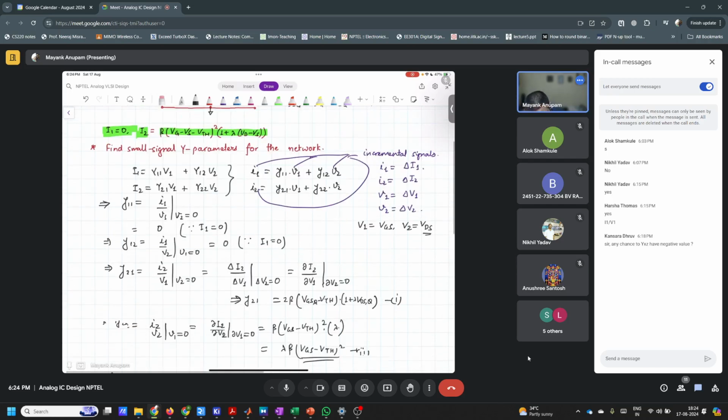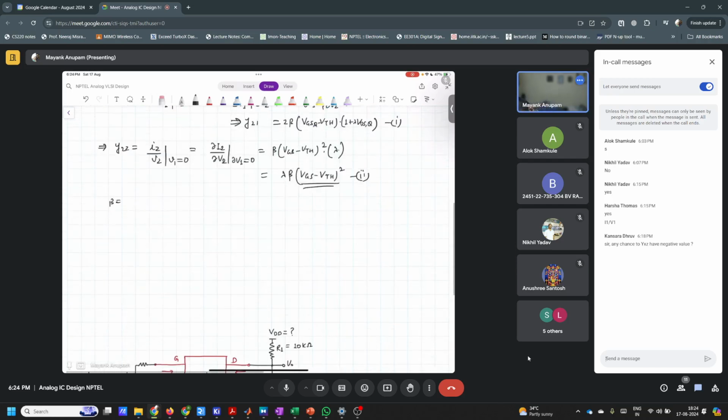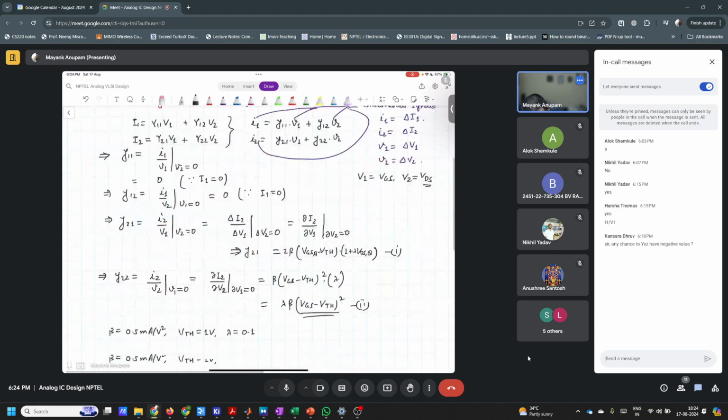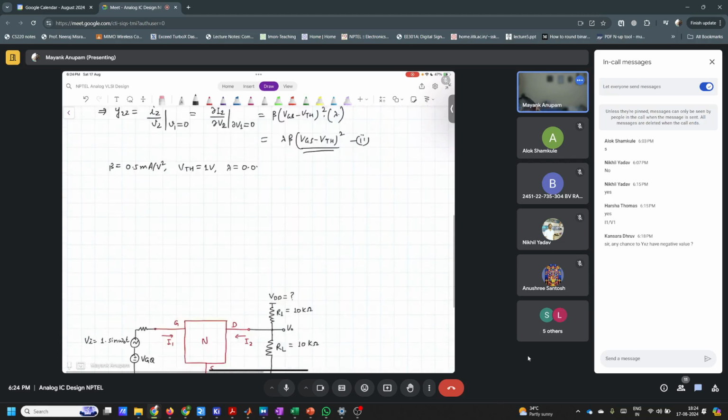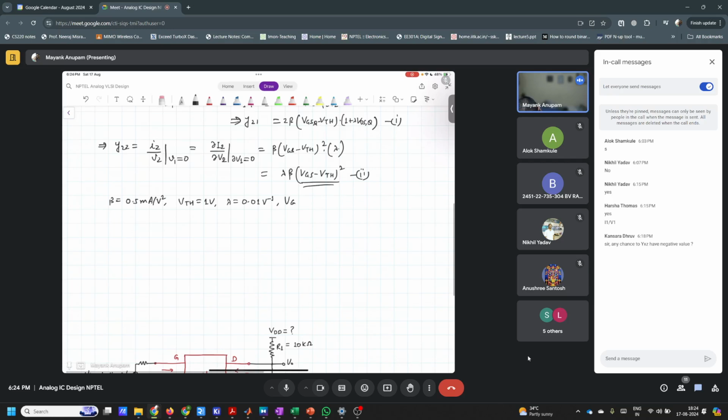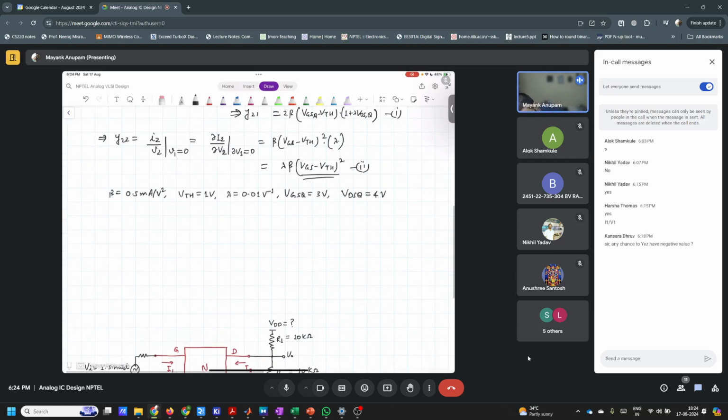How much? 0.5 milliampere per volt square. We have VTH equal to 1 volt. We have lambda equal to 0.01 per volt, and then we have VGSQ equal to 3 volts, and VDSQ equal to 4 volts. We have these two things, correct? So if we put all these values, what do we get?